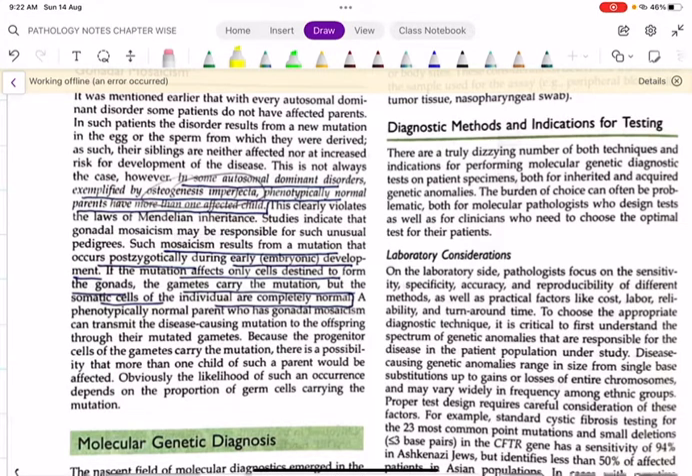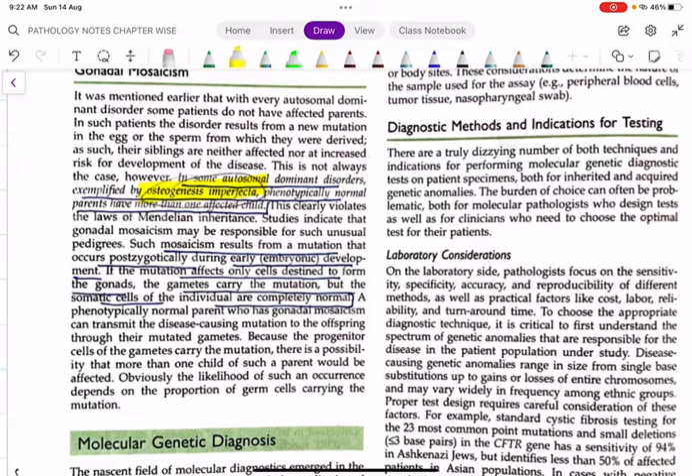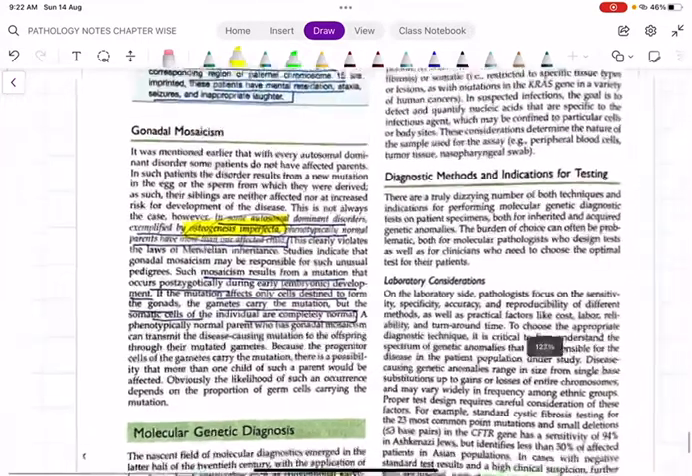What is the characteristic disease? A single disease you have to remember here is osteogenesis imperfecta. Just remember, gonadal mosaicism may be asked in an MCQ. Sometimes, very rarely, it may be asked as a short note question.